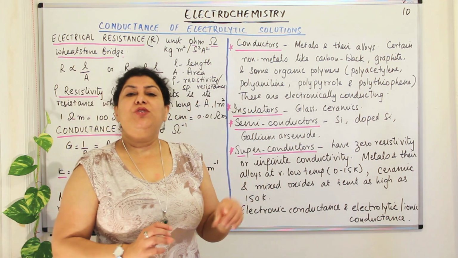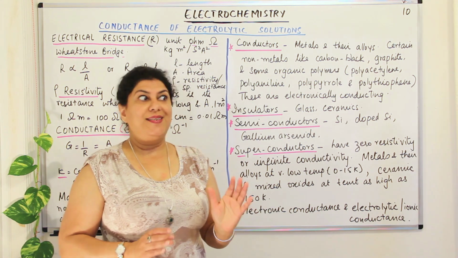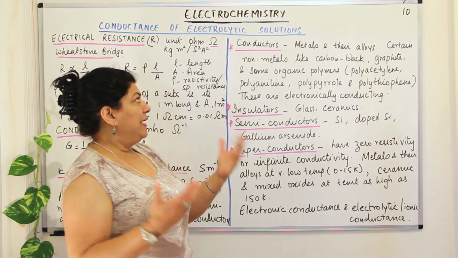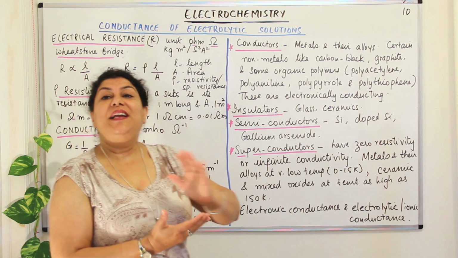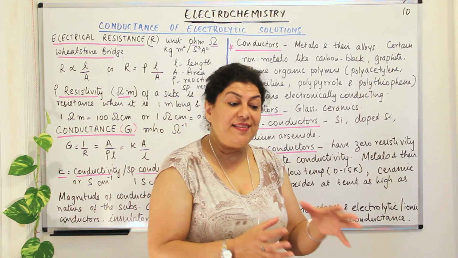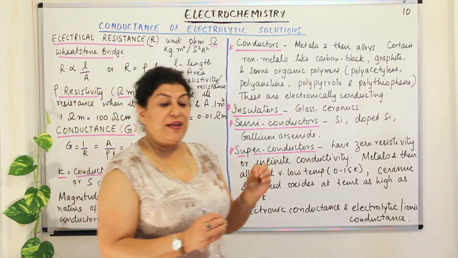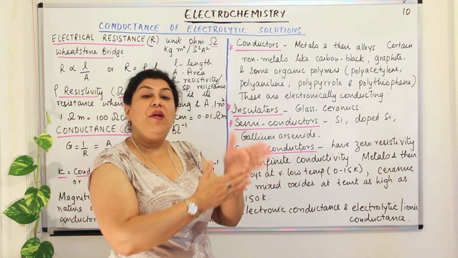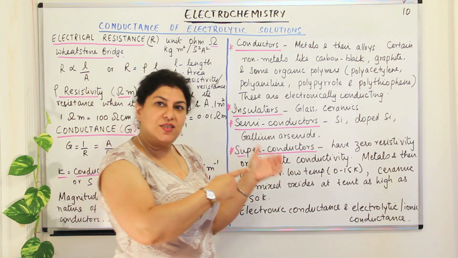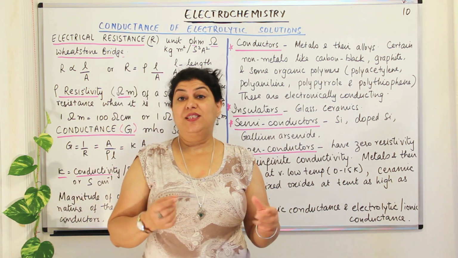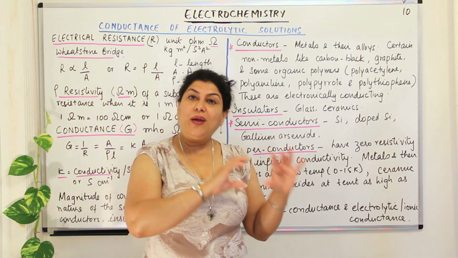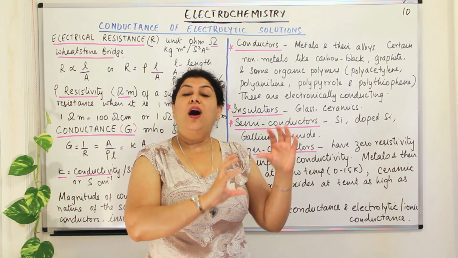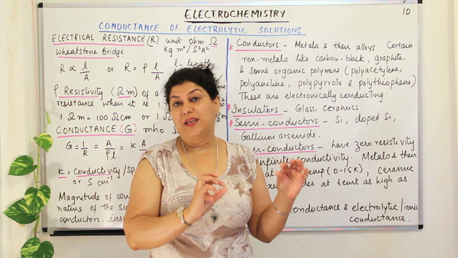Conductors would be those substances which have very low resistance and high conductivity. And that is why they conduct electricity very easily. There is a table of the conductivities of different substances, or specific conductivities, in your NCERT book. I will insert that table right now. I would suggest that you pause the video here, look at the table and see how much of a difference there is in the conductivity.